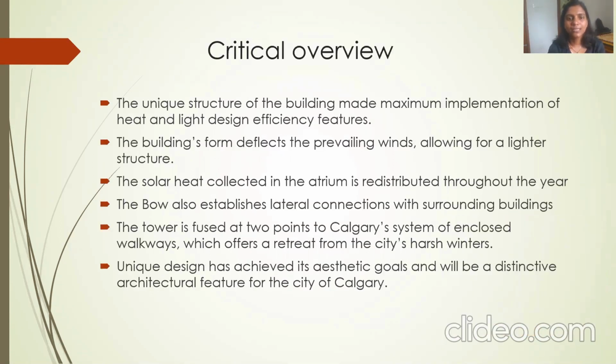Next, let's move on to the critical overview. The unique structure of the building made maximum implementation of heat and light design efficiency features. The building's form deflects the prevailing winds, allowing for a lighter structure. Next, the solar heat collected in the atrium is redistributed throughout the year. The bow also establishes lateral connections with the surrounding buildings.